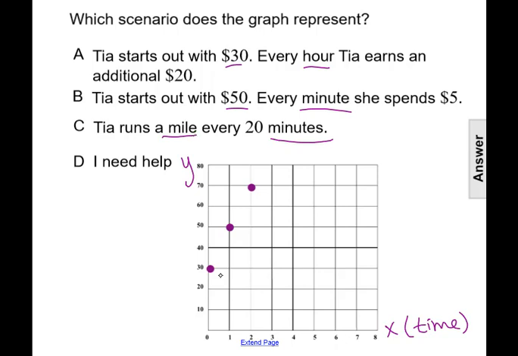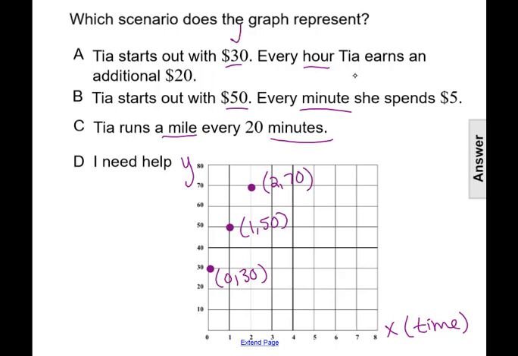Because we have the coordinates 0, 30, we have 1, 50, and 2, 70. So let's see which coordinates match up with these three statements. We have the first statement saying Tia starts out with $30. So at time 0, there should be a mark for the dependent variable of money at 30. And there is. We have 0, 30, so that checks out with the graph.